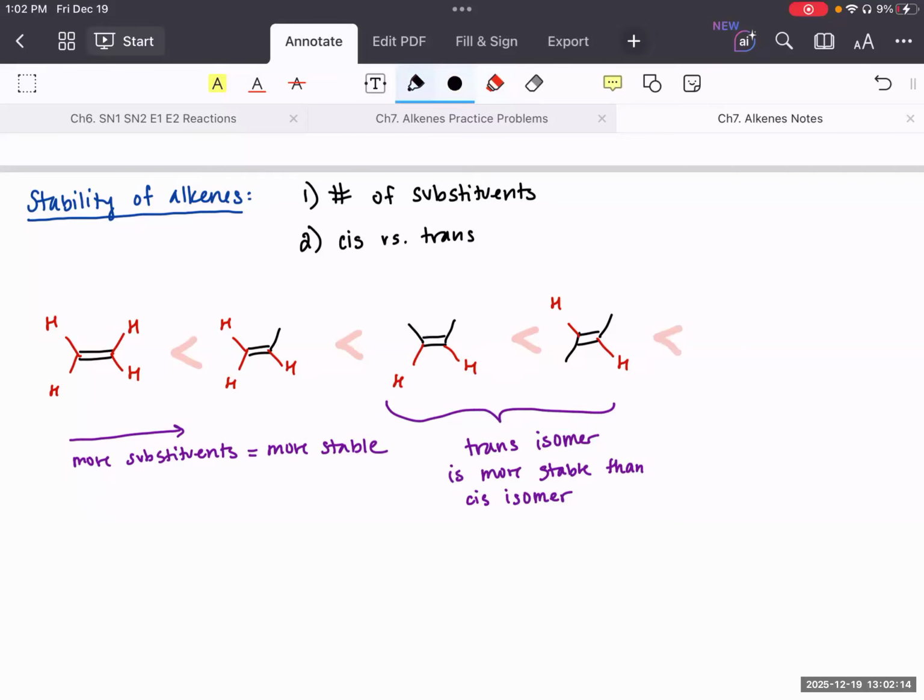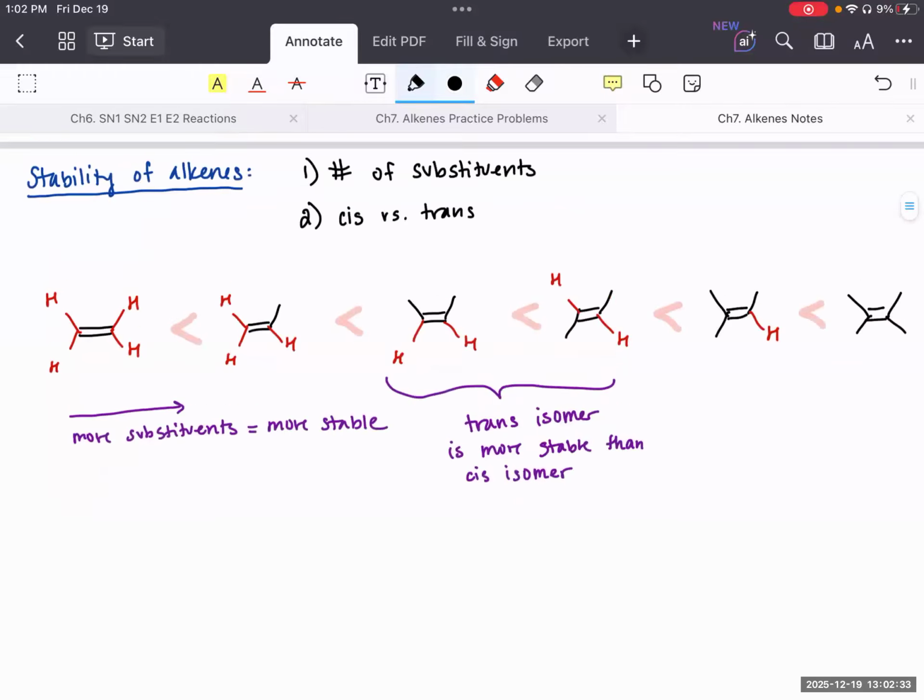All right, last we can add in that third substituent or methyl group. And then lastly, we would just have a fully substituted alkene where we have carbons on all the sides and no hydrogens. And so that one will be the most stable.